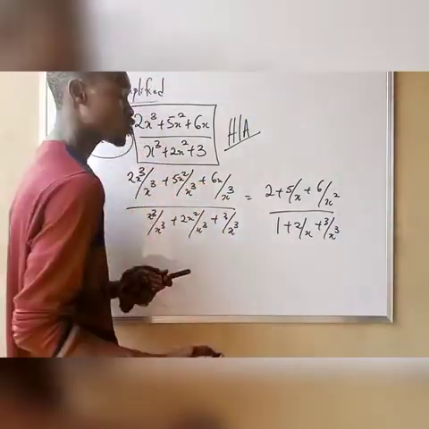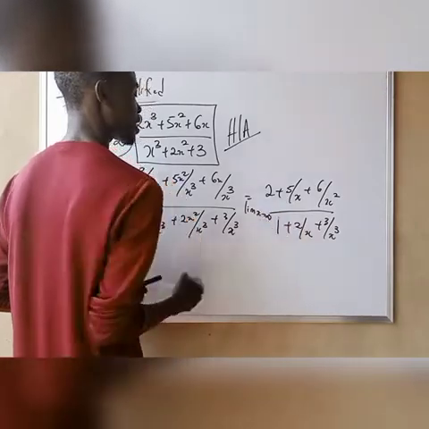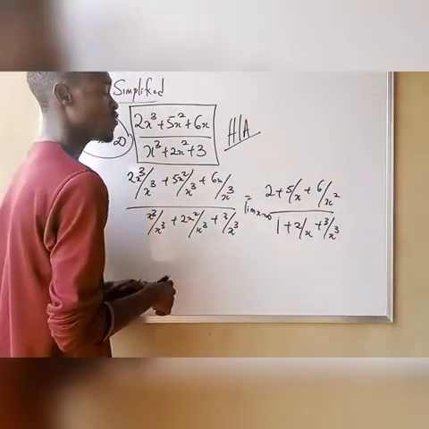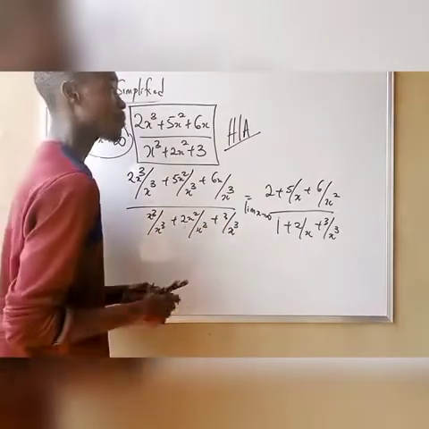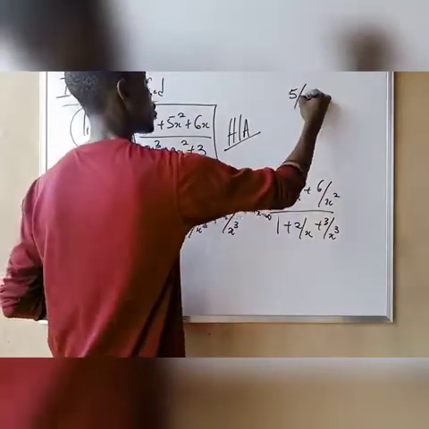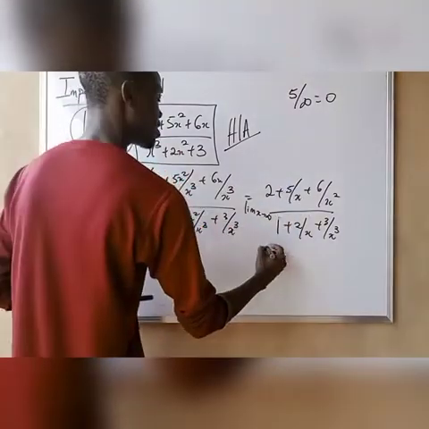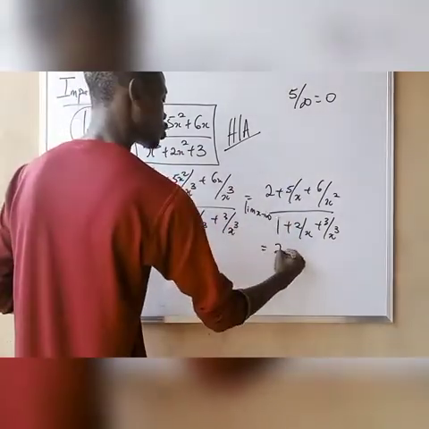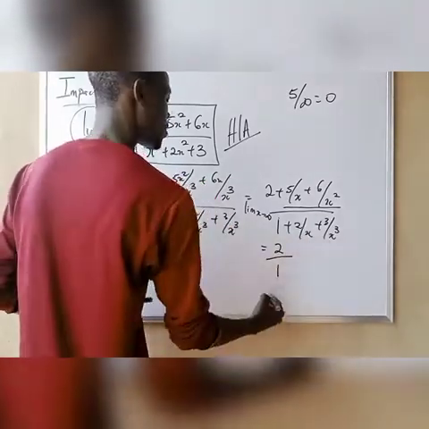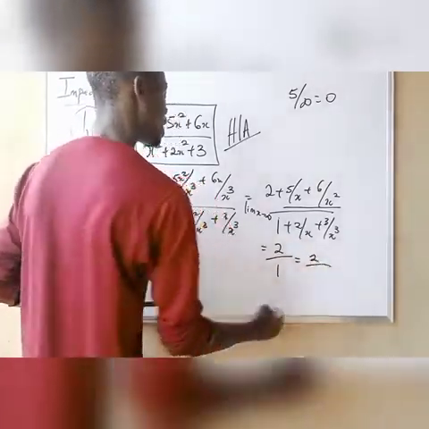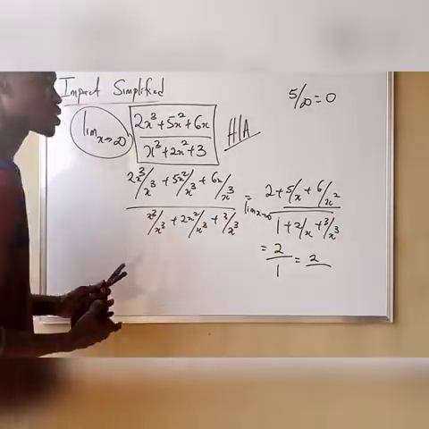After dividing through by the highest power, we now limit our x to infinity. If you limit your x to infinity, that means you put your x to be infinity. Please note, any number over infinity will give us 0. So if you put x to be infinity here, this will give us 2. All of these will give us 0, over 1. And what is the answer? That will give us 2. Do we get that? So it's simple.